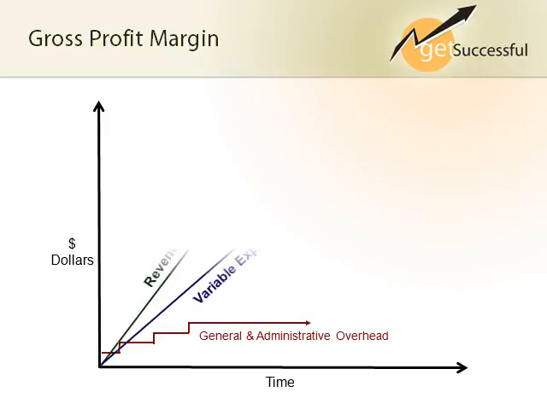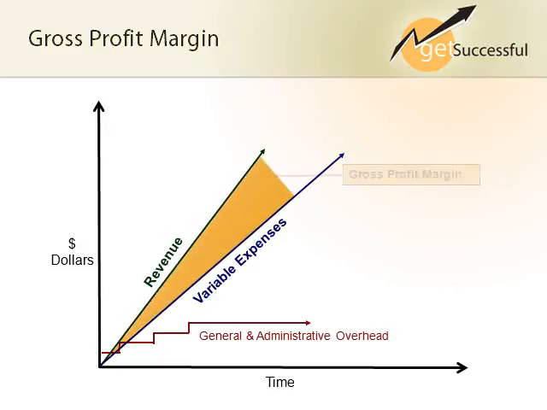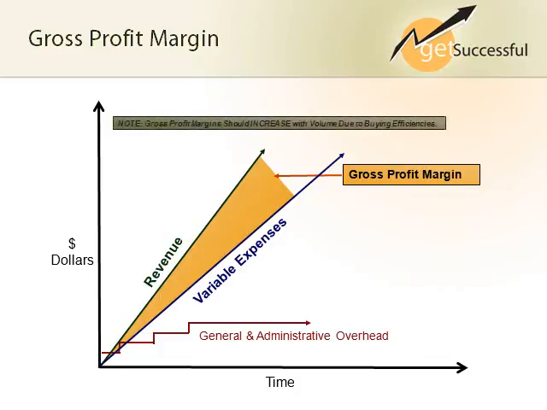Let's say that the company expects revenue to increase at a faster rate than variable expenses. Gross margin is derived by subtracting variable and fixed, in this case overhead, expenses from revenue. In non-mathematical terms, the gross profit margin will increase as long as the revenues increase at a faster rate than total expenses. Under normal circumstances, profit margins should increase as sales volume increases due to increased buying efficiencies. Economists refer to this trend as economies of scale.